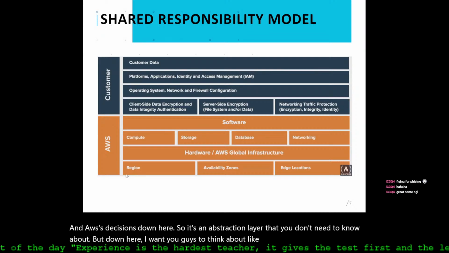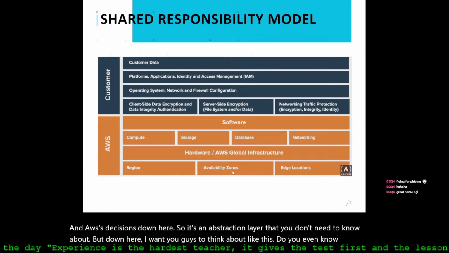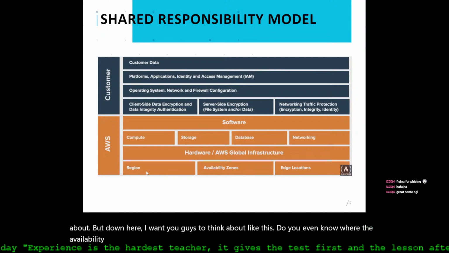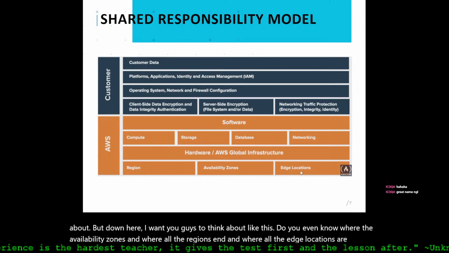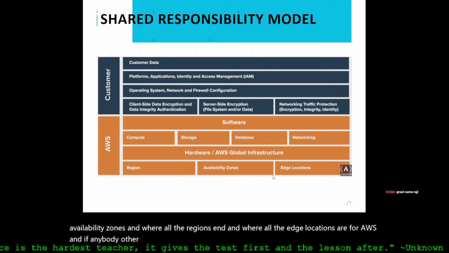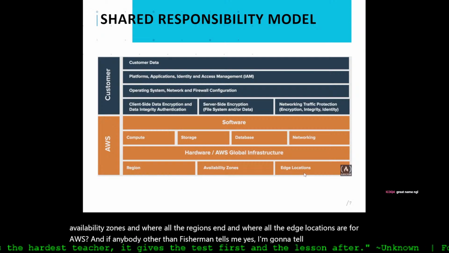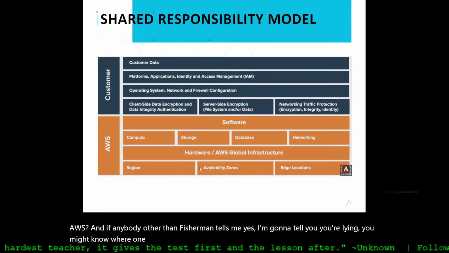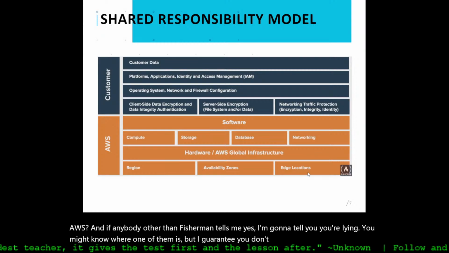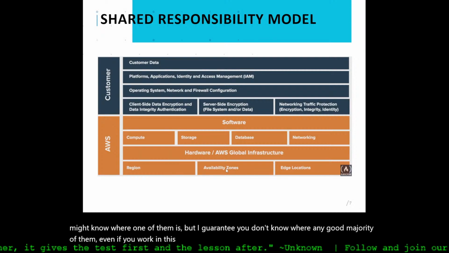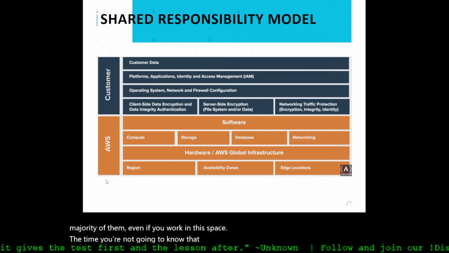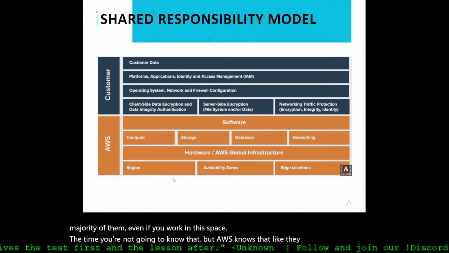Do you even know where the availability zones and where all the regions end and where all the edge locations are for AWS? And if anybody other than Fisherman tells me yes, I'm going to tell you you're lying. You might know where one of them is, but I guarantee you don't know where any good majority of them, even if you work in this space all the time. You're not going to know that. But AWS knows that, like they should, and they keep that stuff updated.